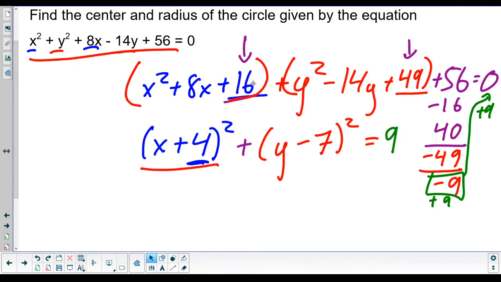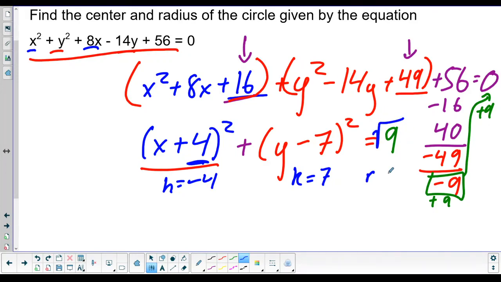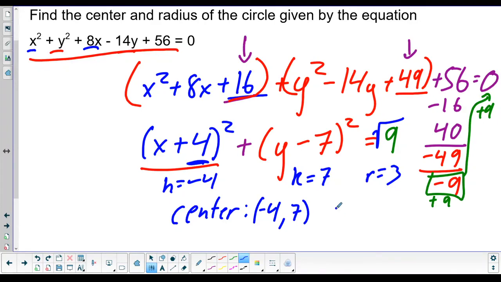Now that we have this factored and we have our number moved back, we are all set to find our center and our radius. So our center comes from h and k. H is negative 4 because we flipped a sign. K is positive 7 because we flipped a sign. And r is the square root of this number. So r is 3. So our center is at negative 4, 7. And our radius is 3.